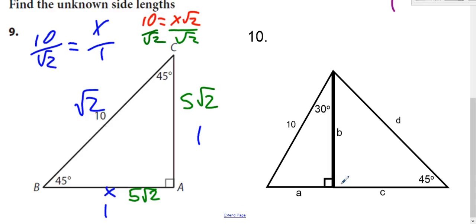So for this problem, since there's a couple triangles, just focus on one first. We're going to focus on the 30, 60, 90 triangle first because it's the only one that has a number for a side length. Fill in the ratio 1, 2, square root of 3. So you set up your proportion a over 1 equals 10 over 2. Cross multiply, 2a equals 10, a equals 5.